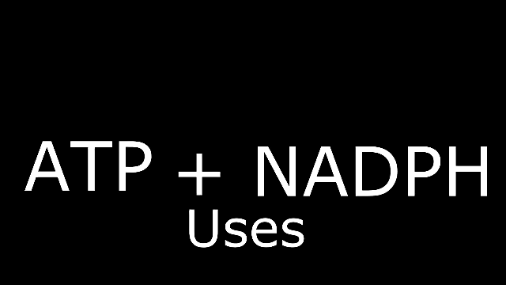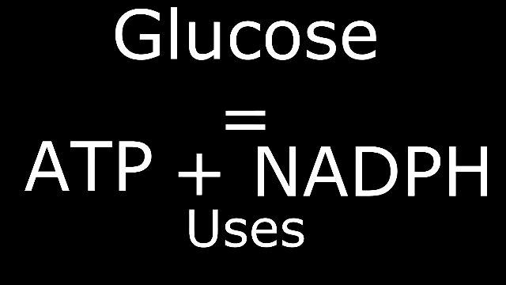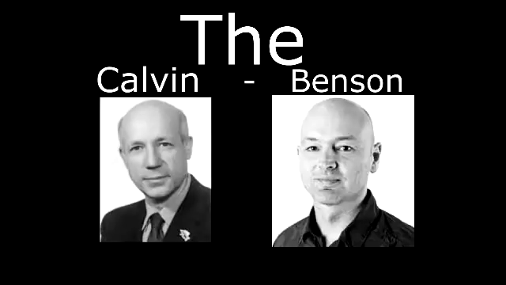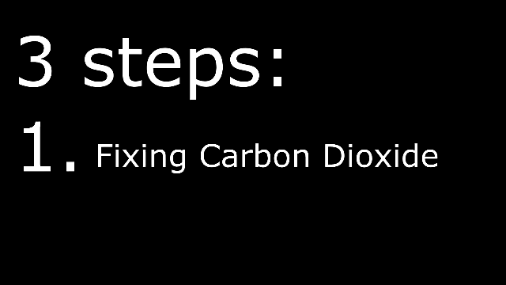So the light-independent reaction is responsible for making that glucose. It uses the existing ATP and NADPH to produce glucose. This is called the Calvin-Benson cycle. There are 3 steps. First is fixing carbon dioxide.